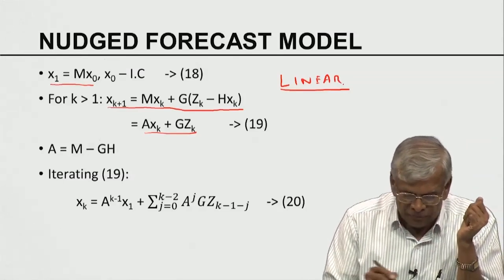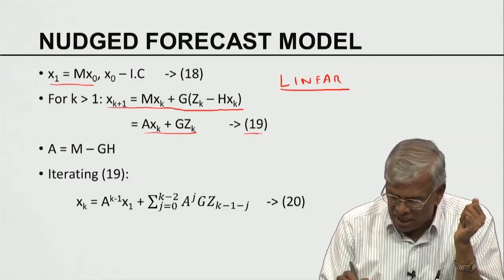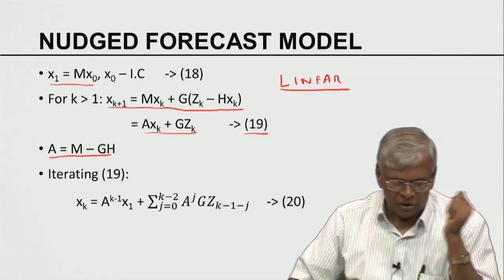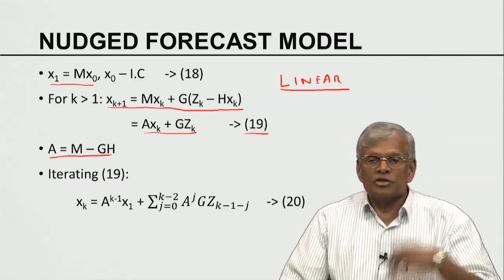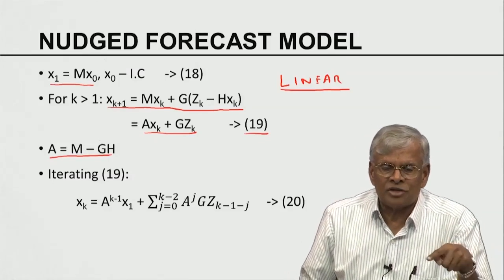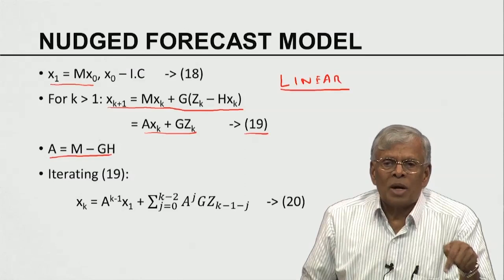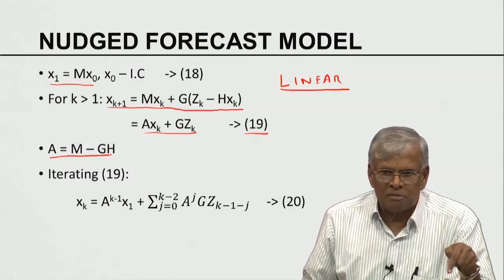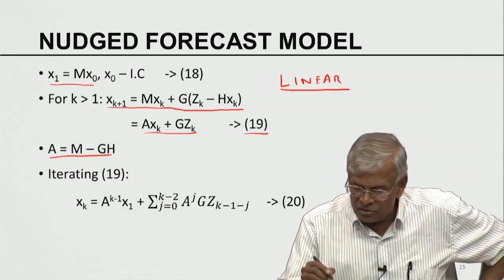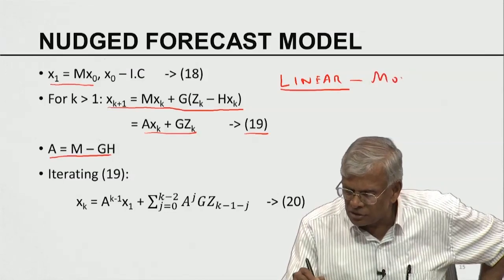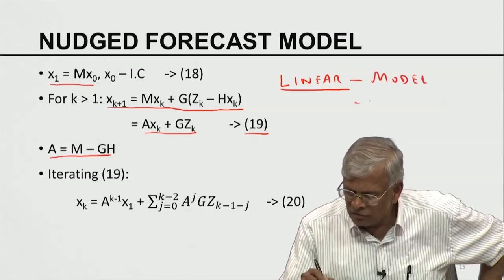So my nudged model becomes 19, where the matrix A is equal to M minus GH. G is the gain to be determined. H is the forward operator. M is the one step transition matrix for the linear model. So I am assuming the model is linear. The observations are also a linear function of the state.